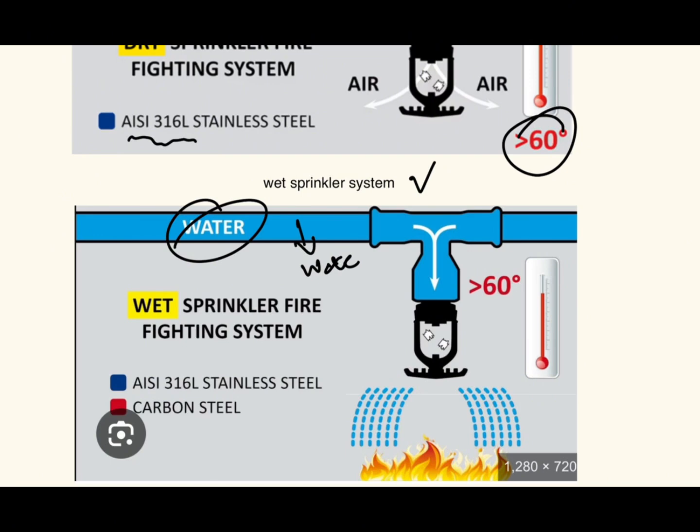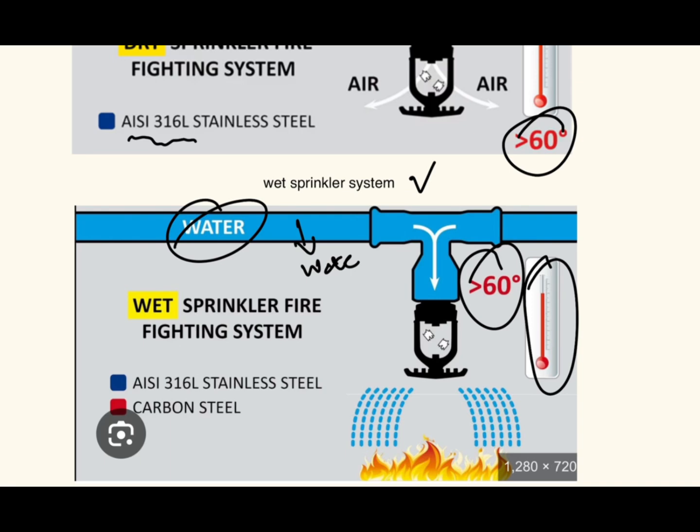Heat sensitive sprinkler head. Each sprinkler head contains heat sensitive elements like a glass bulb filled with a liquid or a fusible link. The element is designed to break at a specific temperature, usually around 60 centigrade, right? As in the dry system. You can clearly see in this diagram the red thermometer shows that when the temperature exceeds 60 centigrade, it is the activation threshold, right?